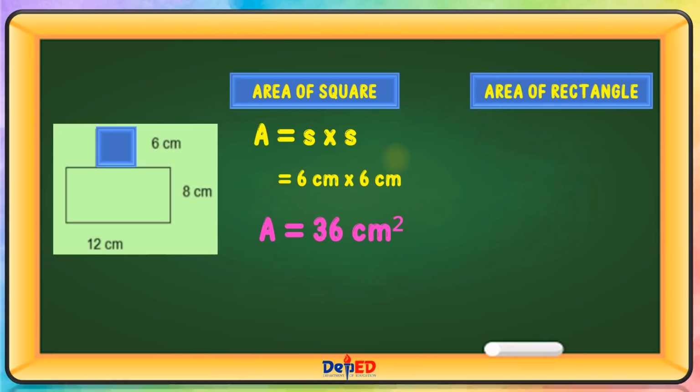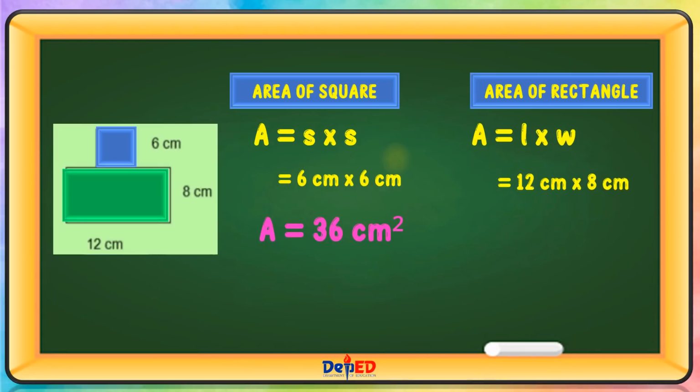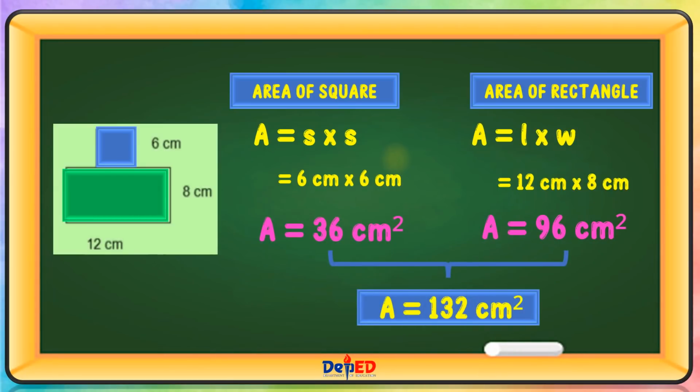Area of rectangle. Ang ating formula ay length times width. Ang length natin ay 12 cm at ang width natin ay 8 cm. Atin siyang i-multiply. Ang ating area ay 96 cm squared. 36 cm squared plus 96 cm squared ay 132 cm squared.